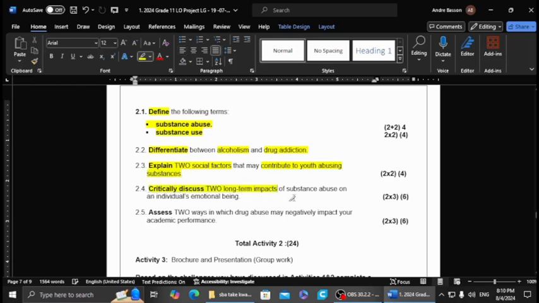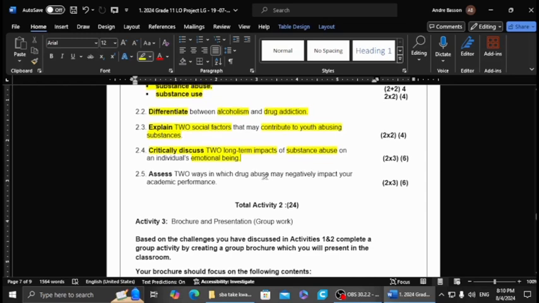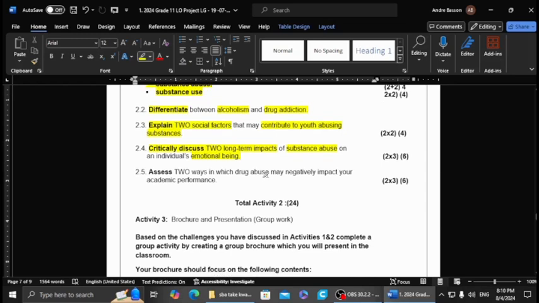Critically discuss 2 long-term impacts of substance abuse on an individual's emotional being. That can be, once again, something like depression. Why is it causing depression? And give an example of what the depressed person might do to themselves. Assess 2 ways in which drug abuse can or might negatively impact your academic performance. Ladies and gentlemen, drugs can't give you better marks. It will only decrease your marks. It has been stated that drug users have found out that using drugs before writing exams makes you more sleepy, less attentive, and you forget more things.